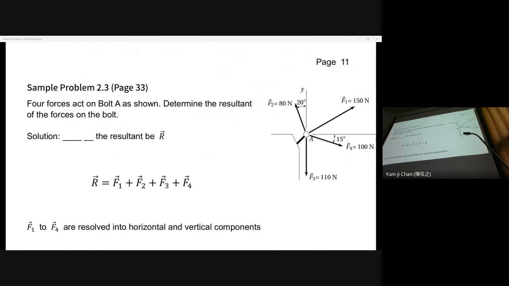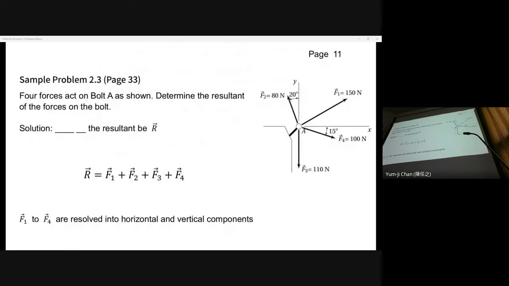So this is sample problem 2.3. It should be on page 33 of the book. We have 4 forces, and F1 is here, F2, F3, and F4. The 4 forces act on the boat as shown, and we need to determine the resultant of forces on the boat. Okay, determine the resultant, so the sum of the 4 forces.